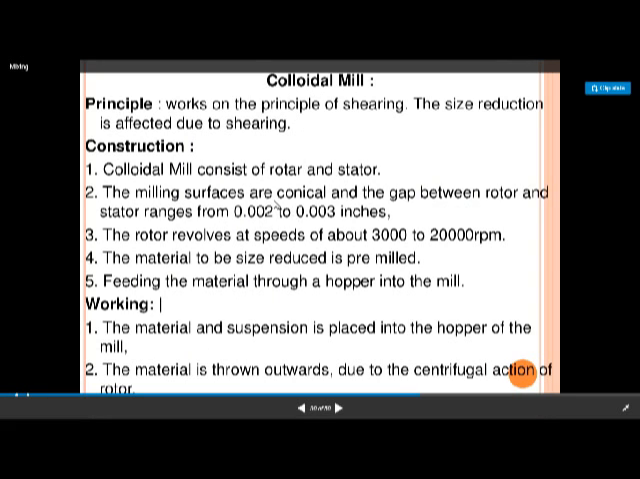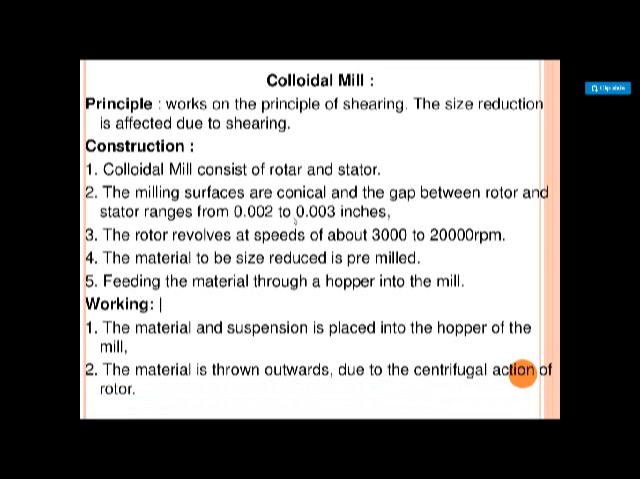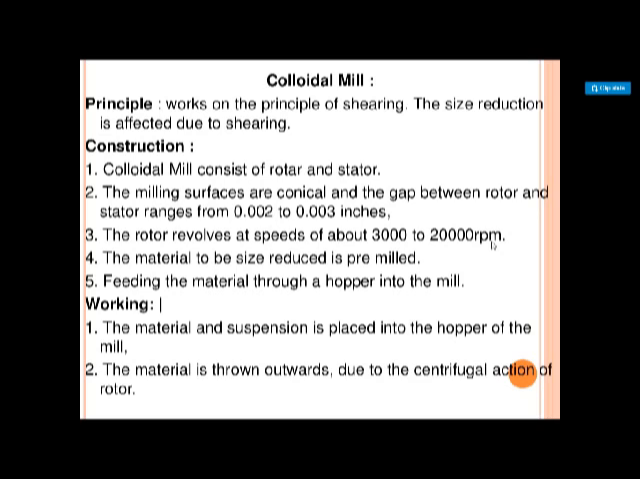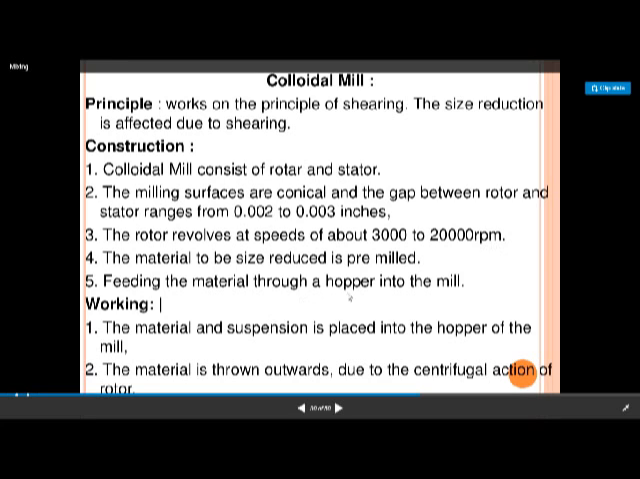The milling surfaces are conical and the gap between the rotor and the stator ranges from 0.02 to 0.003 inches. Generally the rotation speed is 3000 to 20,000 rpm. You can imagine, 3000 to 20,000 rpm. The material to be size reduced is pre-milled. Before putting the material, it is pre-milled and then put into the colloid mill, feeding the material through the hopper into the mill. So this is the construction.